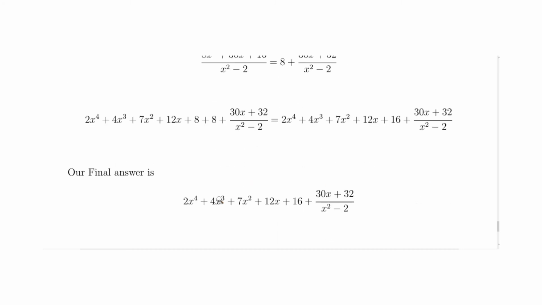So our final answer is 2x to the 4 plus 4x cubed plus 7x squared plus 12x plus 16 plus 30x plus 32 divided by x squared minus 2. And that is your final answer.